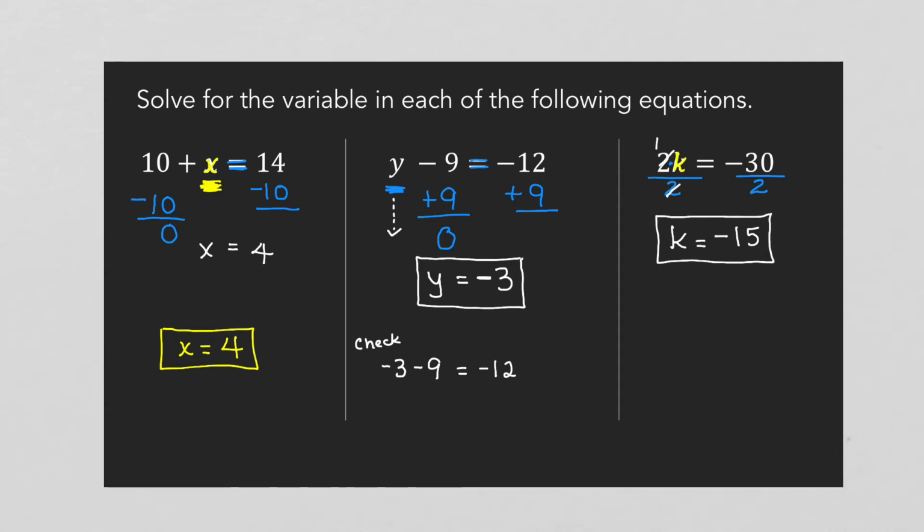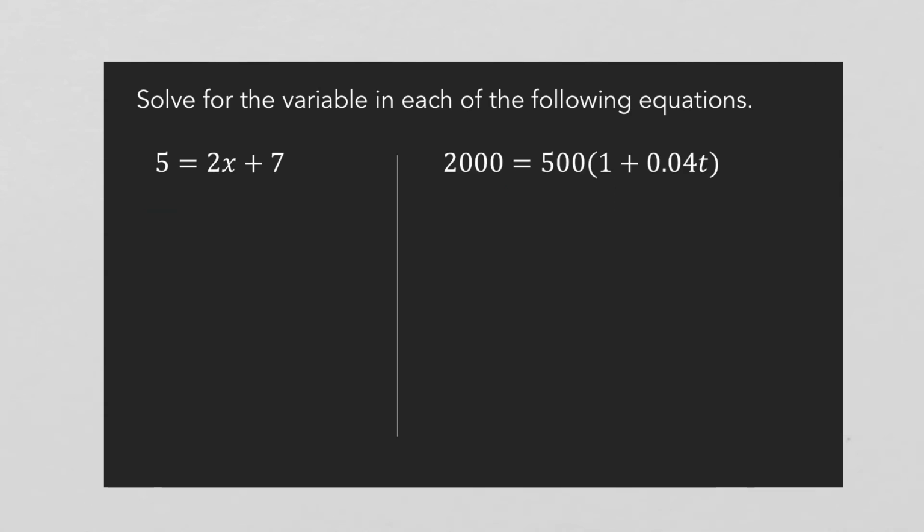All right, let's take a look at a few more. Solve for the variable in each of the following equations. The first one, 5 equals 2x plus 7. Okay, now again, it's not quite apparent what x has to be. Some people might be able to solve that puzzle right in their heads, but for the rest of us, we want to use a little bit of our properties of equality in order to come up with the correct solution.